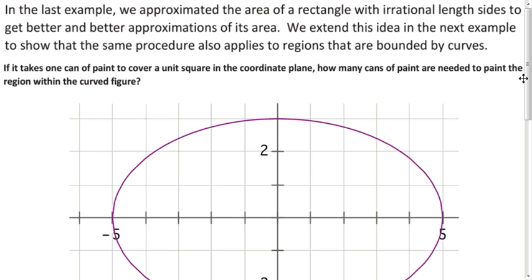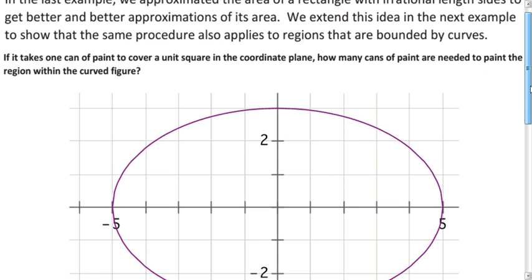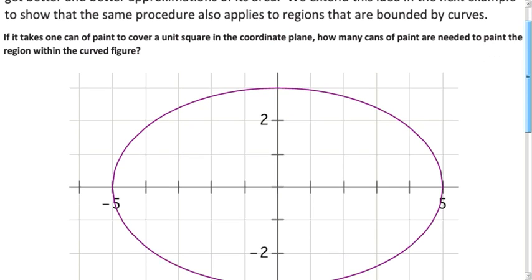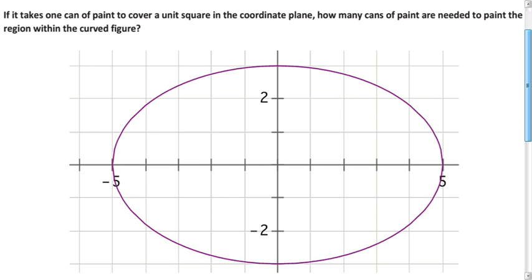So here we have an ellipse. And we want to see, can we estimate its area using a similar method? So say you want to cover this with paint, and each paint can covers 1 square unit on the plane. How many cans would you need to cover the entire region?